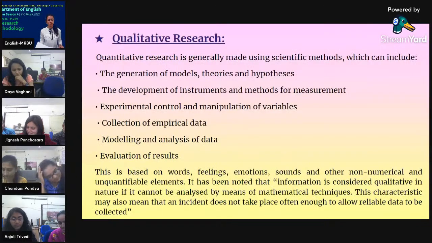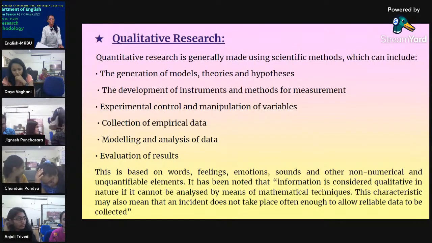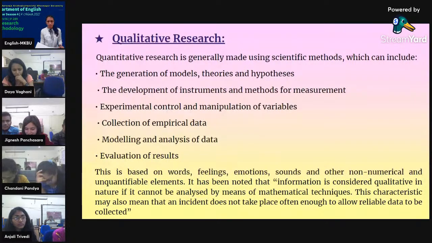And quantitative research is generally made using scientific methods, and it includes the generation of models, theories and hypotheses, the development of instruments and methods of measurement, experimental control and manipulation of variables, collection of empirical data, modeling and analyzing of data, and evaluation of results. This is based on words, feelings, emotions, sounds, and non-numerical and unquantifiable elements.